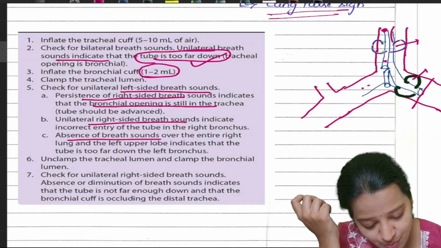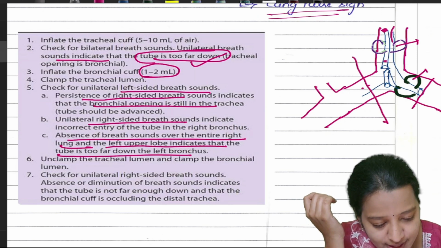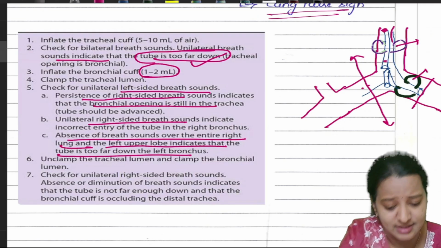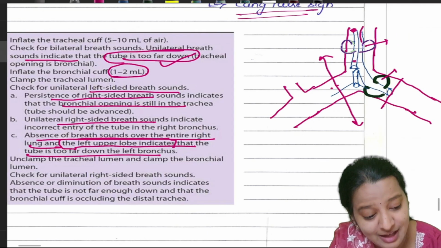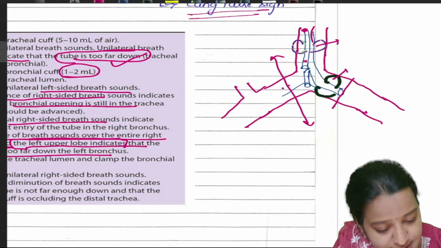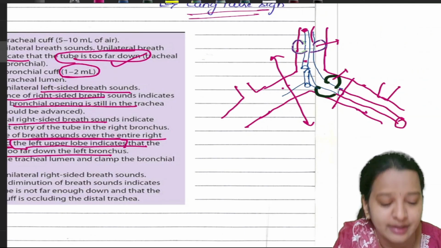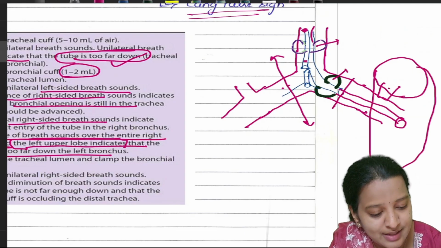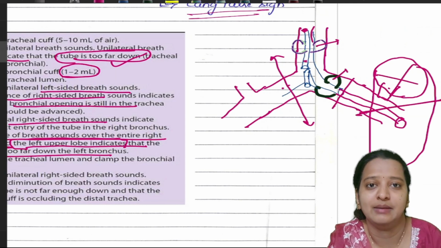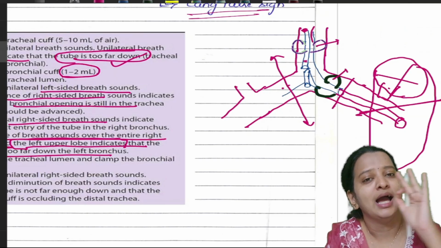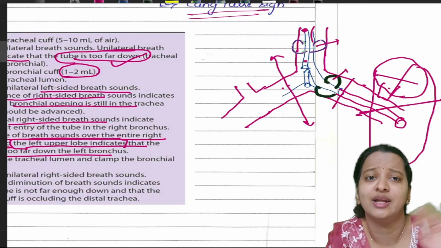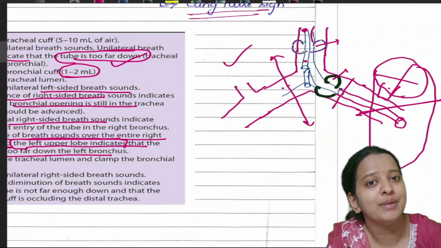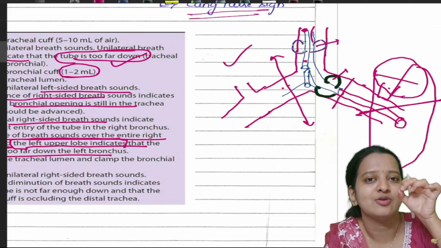Okay, so there is unilateral right side breath sounds. Next, absence of breath sounds over the entire right lung and the left upper lobe indicates that the tube is too far down. See, there is no breath sounds on the right side. That is what I want. But there are no breath sounds in the left upper lobe also. That means this tube, see if this is the upper lobe bronchus division, the tube has gone too far in. So this part of lung is also not being ventilated, and this part is being ventilated. My aim is the whole left lung has to ventilate and the right lung shouldn't get ventilated. Here, the right lung is not getting ventilated, I'm okay here. But the left upper part is also not getting ventilated. That means my tube has gone too far in.